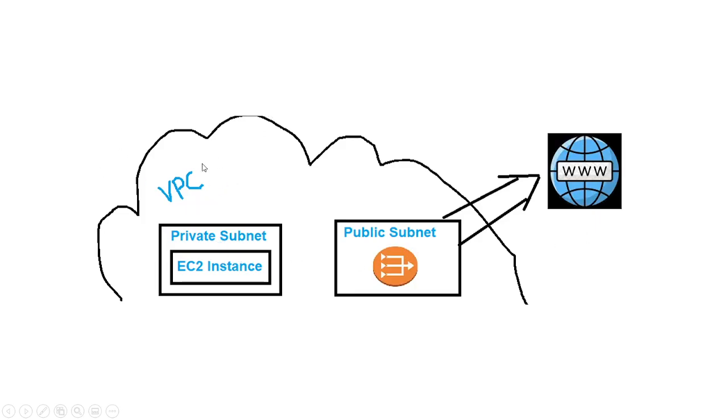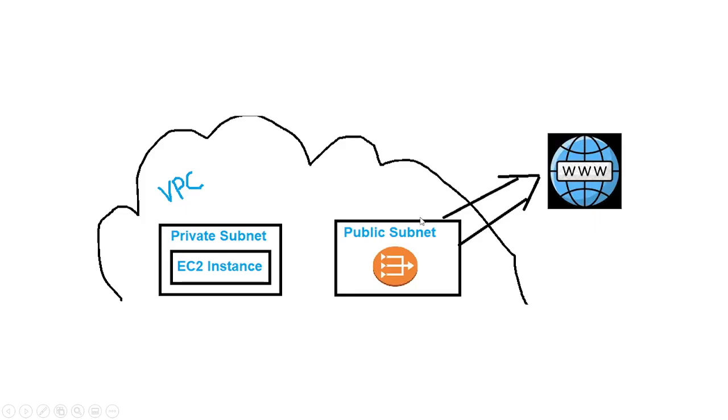So this is my VPC. I have one private subnet and a public subnet. My private subnet has an EC2 instance. Let's say this EC2 instance contains a database, Oracle or any other database, and it needs some updates. In order to get the updates, we need to configure a NAT gateway on the public subnet, and this NAT gateway will connect to the internet using the internet gateway and get the updates. So this is the rough configuration.